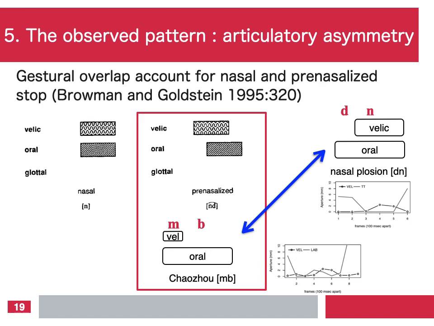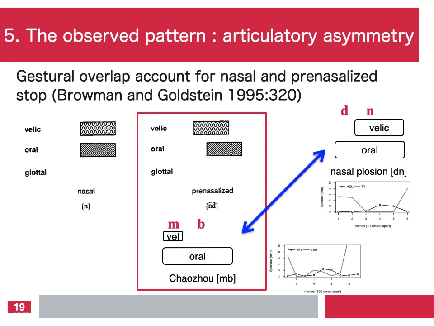We would like to use a gestural overlap account by Browman and Goldstein. When velum opening and oral closure are made simultaneously, full nasal is produced. And when these gestures are shifted in time, prenasalized stop is produced. That's the model. And when these articulators, velum opening and oral closure, are shifted in time in the opposite way, then the nasal plosion is produced.